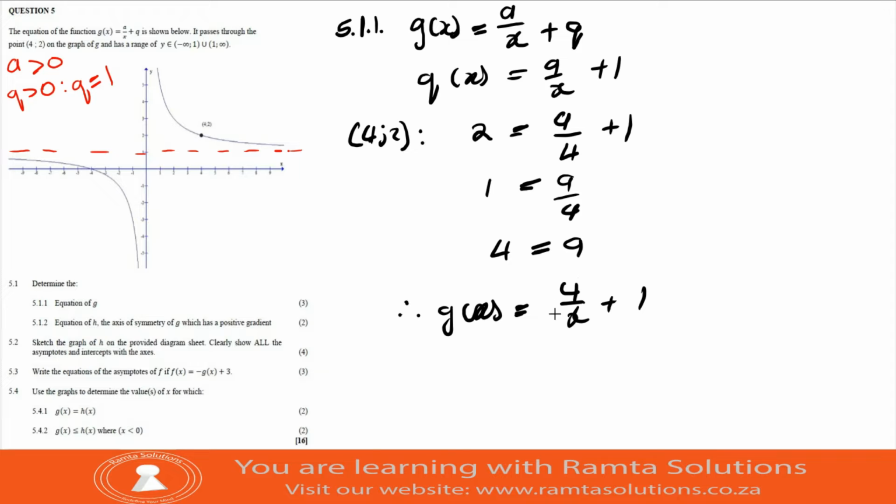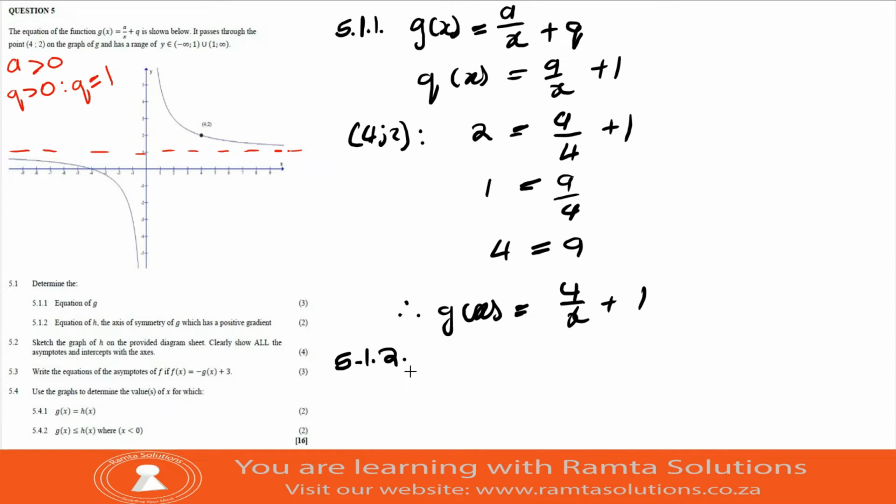When I look at it, it says to me, indeed, a is positive. This is what I was expecting. So we are on the right track. Now, 5.1.2 says determine the equation of h, the axis of symmetry of g, which has a positive gradient.